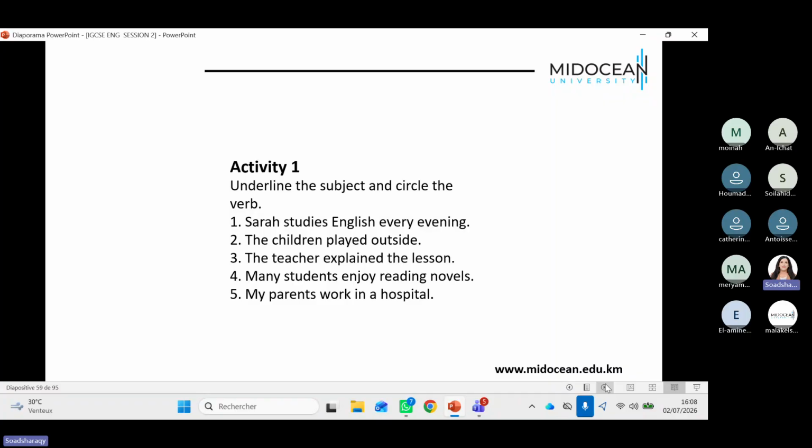You have an activity now. Underline the subject and circle the verb. Who wants to start? Underline the subject and circle the verb.